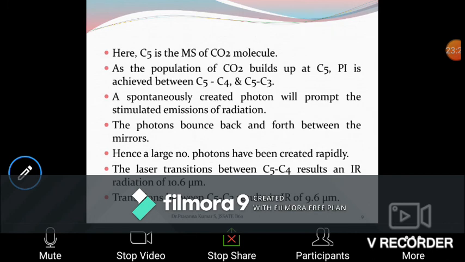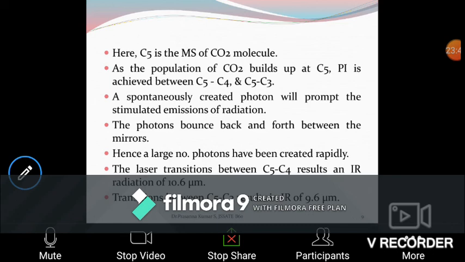You have seen that C5 is a metastable state of the carbon dioxide molecule. Therefore, the population at C5 increases. Population inversion is achieved between C5 and C4 as well as C5 and C3. So now two photons of 10.6 and 9.6 micrometers are created from these two transitions. A spontaneously created photon will prompt the stimulated emissions.